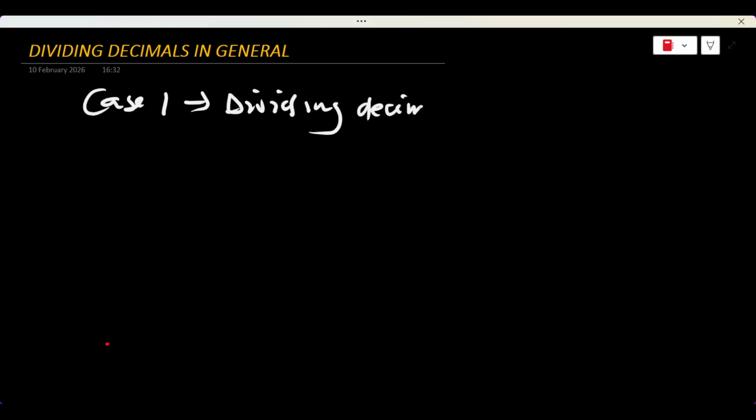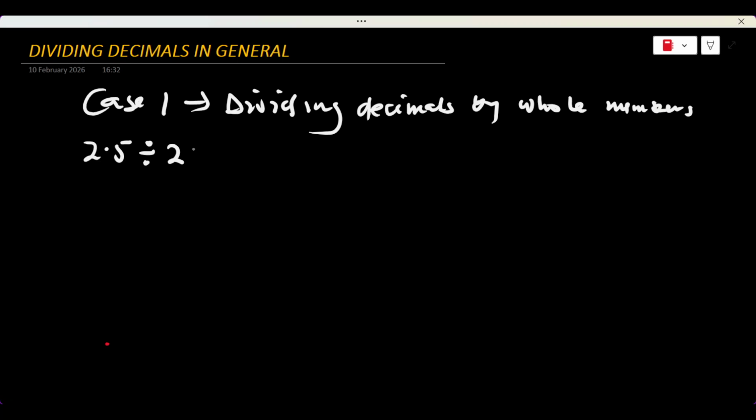All right, so let's look at example number 1 under case 1. In case 1, as I said, we'll be looking at dividing decimals by whole numbers. So the first example is divide 2.5 by 2.